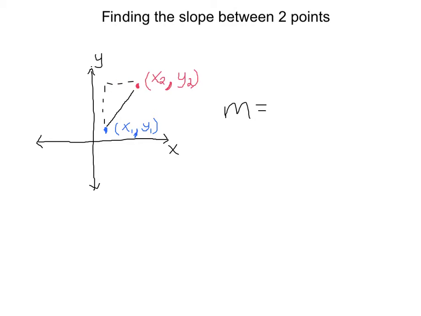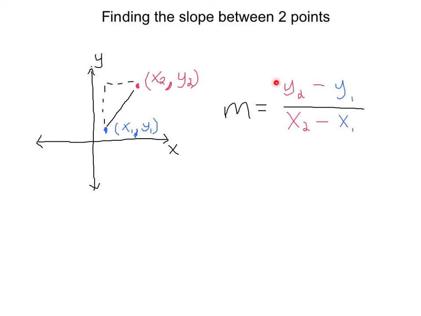We're going to use m to represent slope, and to calculate m, we're going to take the difference between y2 and y1 on top, and then we're going to take the difference between x2 and x1 on the bottom. And here we go. We have the formula to find the slope between 2 points.